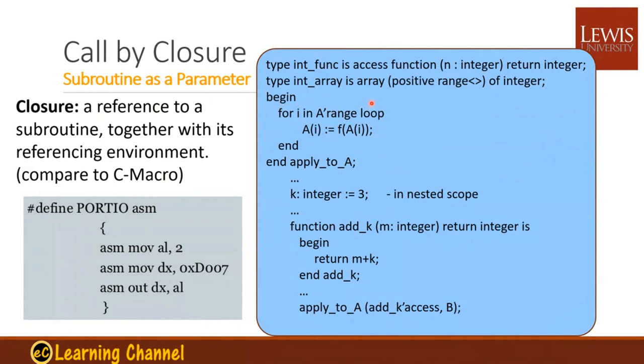We have a function, access. We have an array right here, and then we set up an integer equals 3. We have a function call over here. So we use apply to and pass the function call, case access, so that we actually pass a function into there. So the function is access.